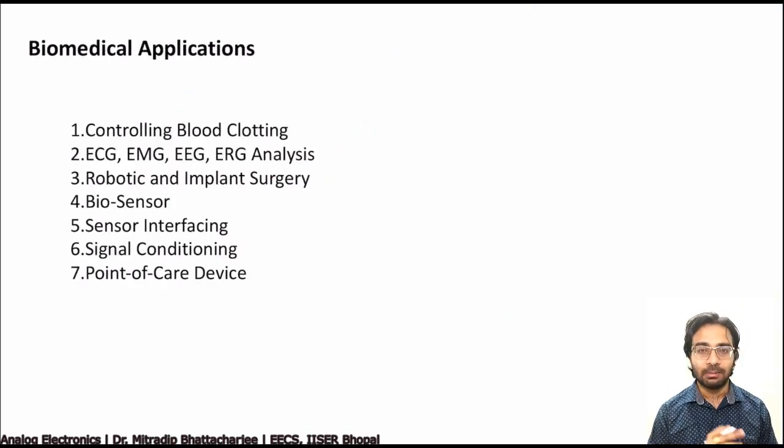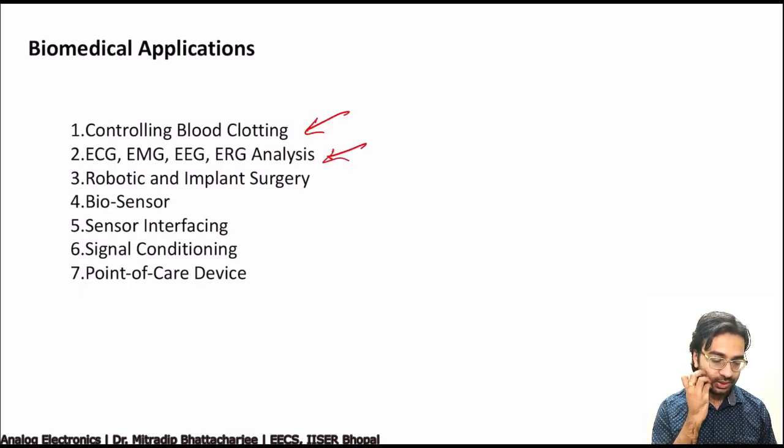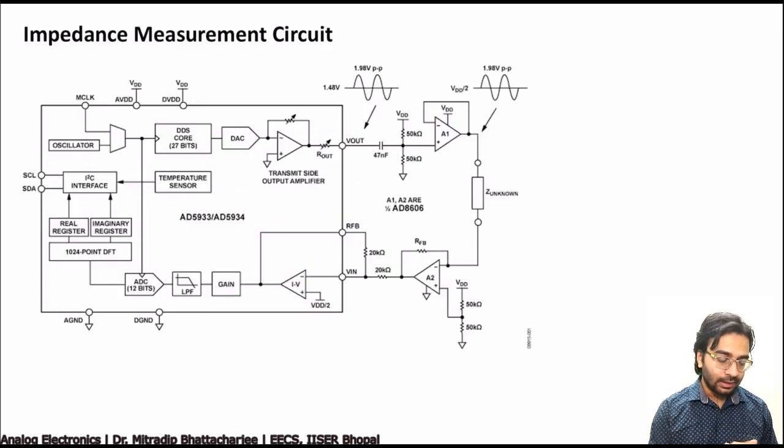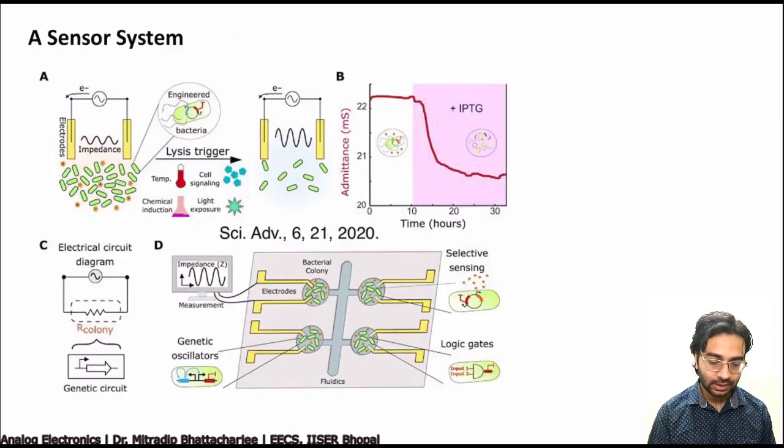Then different biomedical applications I have also discussed, like controlling blood clotting, different ECG, EMG signals, biosensors, robotics and implant surgeries, point of care devices, signal conditioning and sensor interfacing. Then a simple impedance measurement circuit was discussed, wherein different analog components are there along with some digital ones, and then a simple sensor system, just to give you an idea of how it is used.